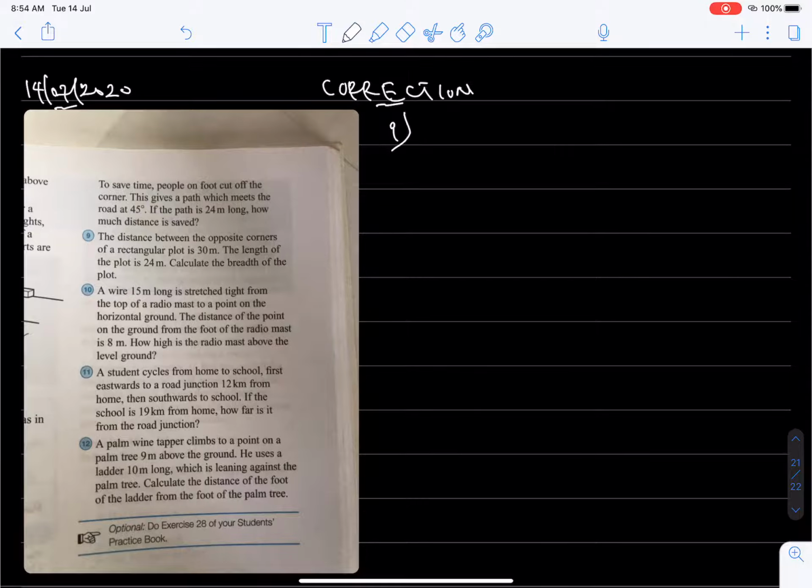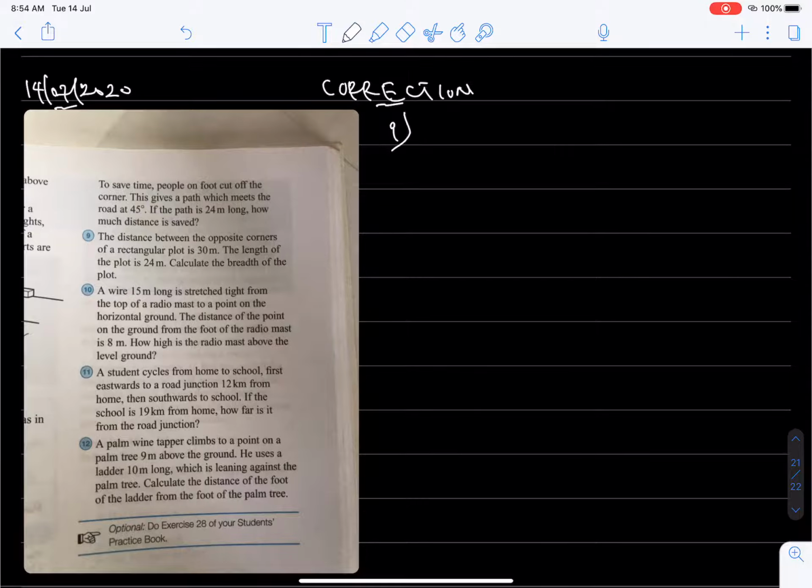Okay, let's have a rectangle here. This is the rectangle. The question says the distance between the opposite corners. The opposite corners simply represent the diagonal of the rectangle. So that distance is 30 meters. That means the diagonal of the rectangle is of length 30 meters. The length of the plot is 24 meters. Calculate the breadth of the plot. Length is 24 meters. That means this is 24 meters. And let this be the breadth.